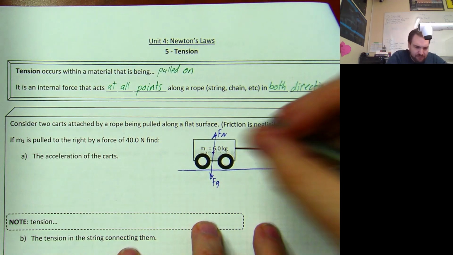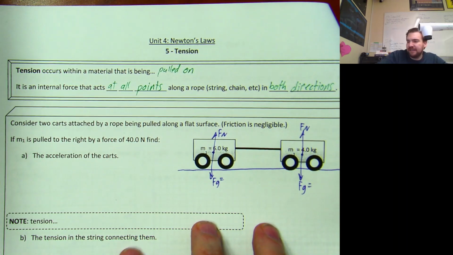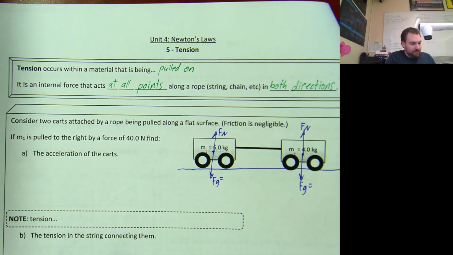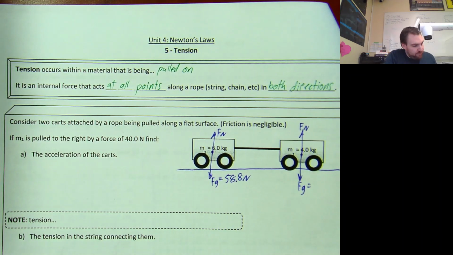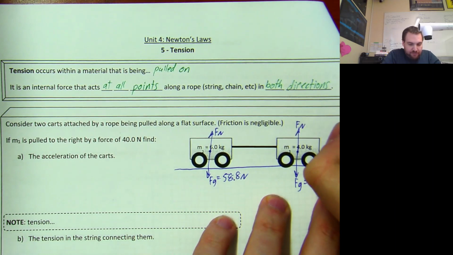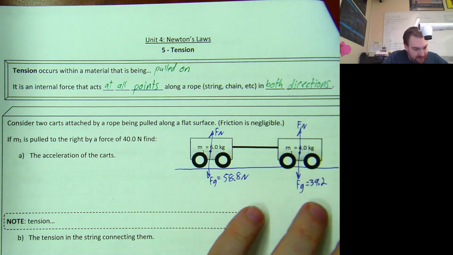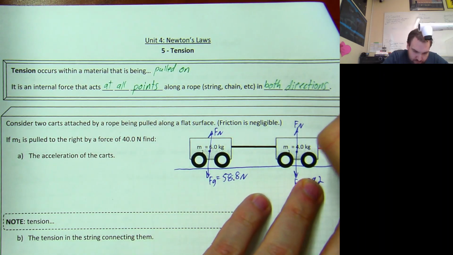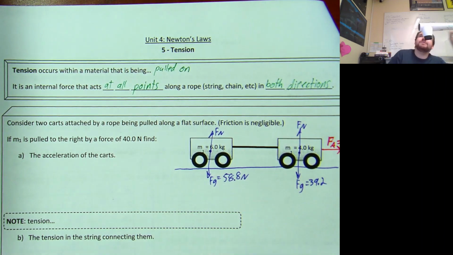Does it matter? I don't think so. Well, give us the values for FG. 6 times 9.8 and 4 times 9.8. This is going to be 39.2. Okay, and now we've got an FA acting to the right. And Luis, you just said that was 40 newtons.